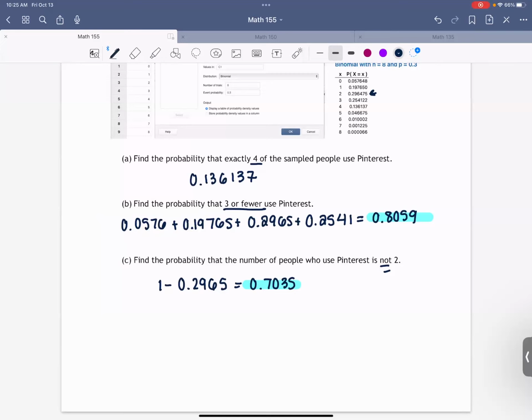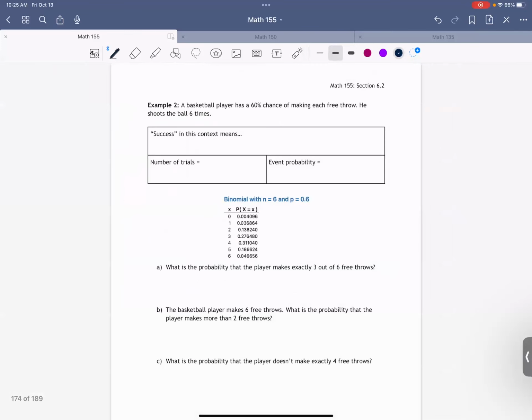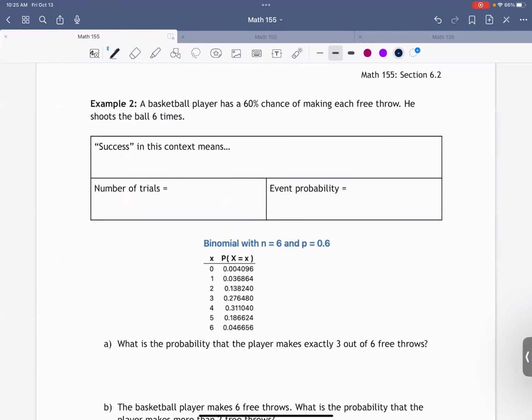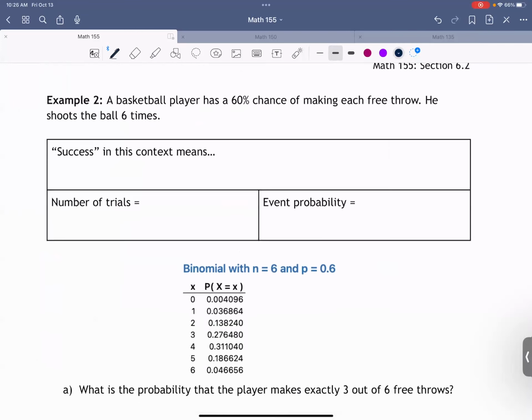All right. Let's do example number 2. I'm going to set this one up with you, and then I'll give you some time to work on this. Here, we have a basketball player. He has a 60% chance of making each free throw. This is different than that other example we did where we had different basketball players, because each of them had a different probability of making the shot. This time we just have one person, and assuming he doesn't get tired halfway through, he has the same probability of making the shot every time.